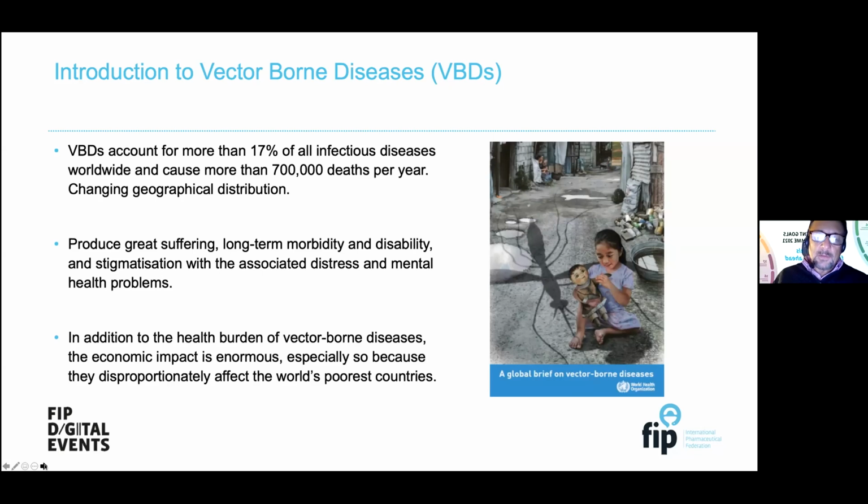The clear example is the pandemic that we are living, and it's also affected by a variety of factors that we have to take into account, such as commerce, how people travel and how we are connected worldwide. This kind of disease also produces great suffering, long-term mobility issues and disability, and stigmatization with associated distress and mental health problems. And also a third important key factor is that it affects middle and low income countries, those parts of the population that have less resources.